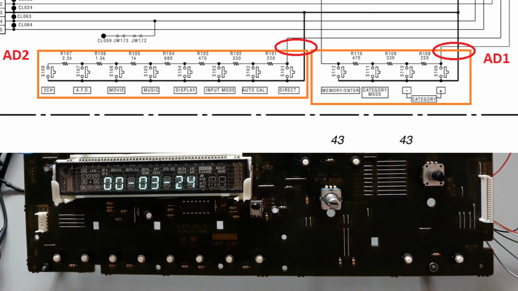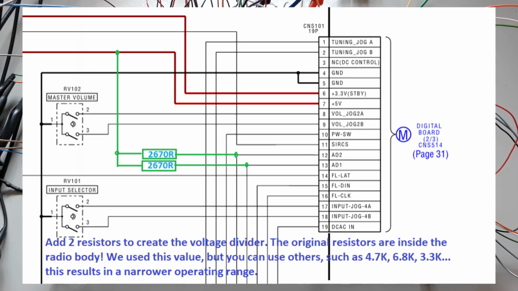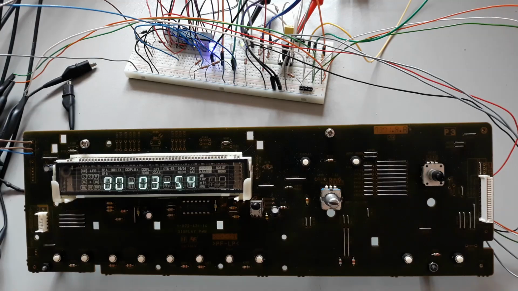The second buzz, AD2, contains 8 buttons. These use resistor values of 2.2 kiloohms, 1.5 kiloohms, 1 kiloohm, 680 ohms, 470 ohms, 330 ohms, 220 ohms, and 0 ohms. Each buzz uses a pull-up resistor connected to 5 volts DC. In this case, we used a value of approximately 2.67 kiloohms. This allows the signals to be read through ADC0 and ADC1 on the microcontroller.